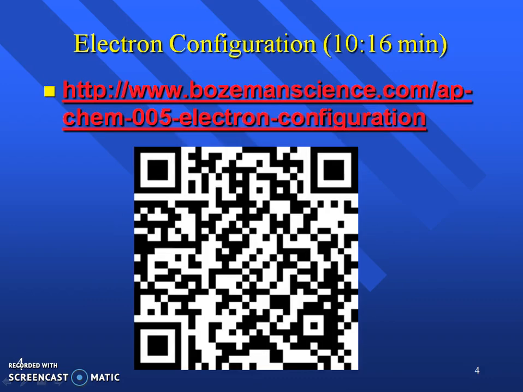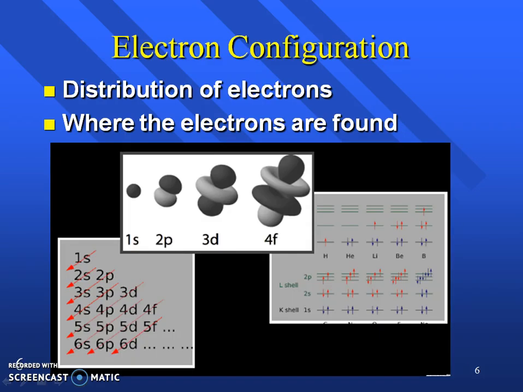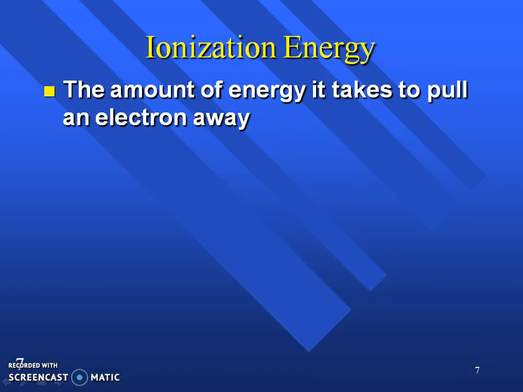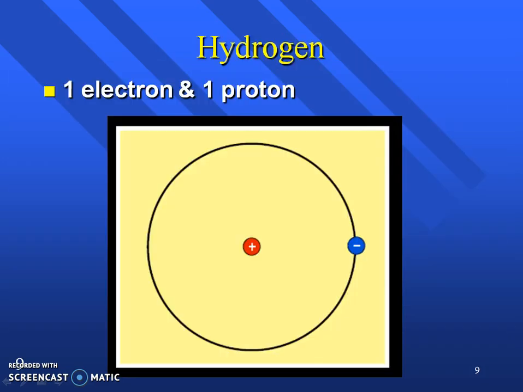So that intro lesson on electron configuration you should have watched, and here are my notes. We talked about how the electron configuration is just a distribution of electrons, in other words, where those electrons can be found in an atom. He also talked about ionization energy, and that's how much energy is needed to pull those electrons away from an atom. Gave you a nice flow chart as usual.